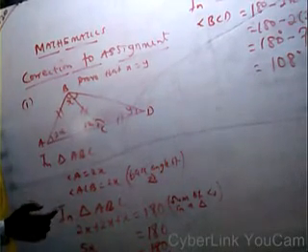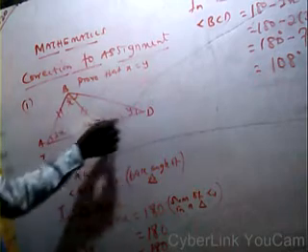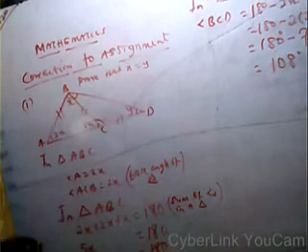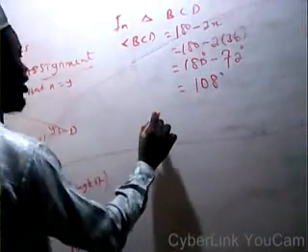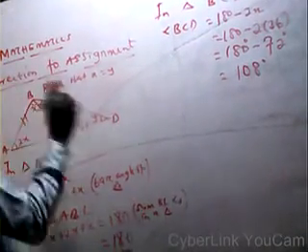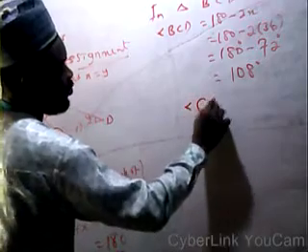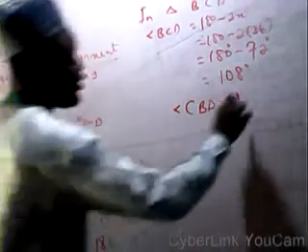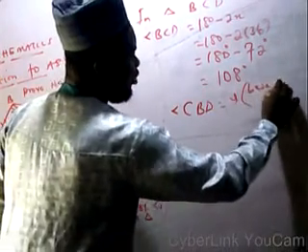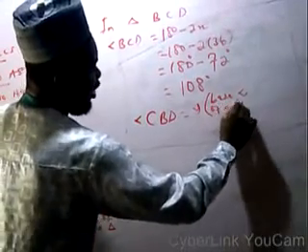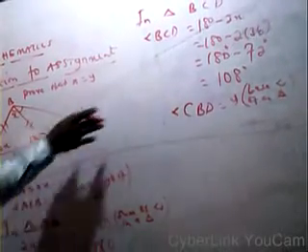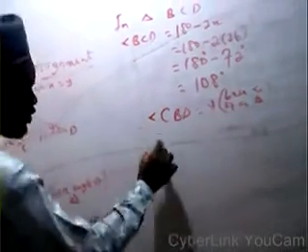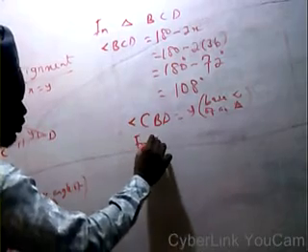And we know that in triangle BCD, the sum of the angles is 180 degrees. For this angle, it will be y. Let's write that: angle CBD will also be y, that is the base angle of an isosceles triangle. So in this same triangle BCD, the sum of the angles there is 180 degrees.